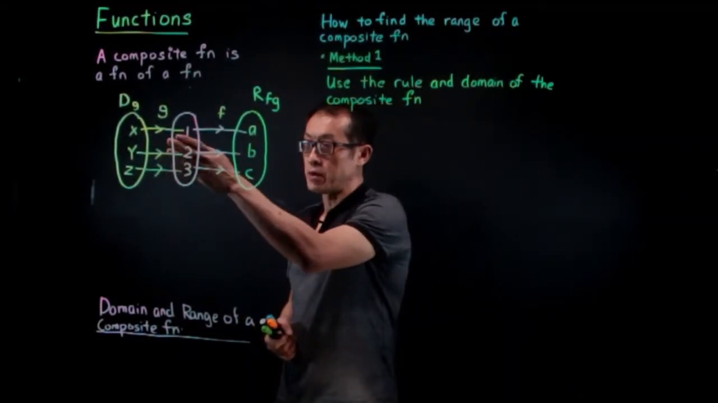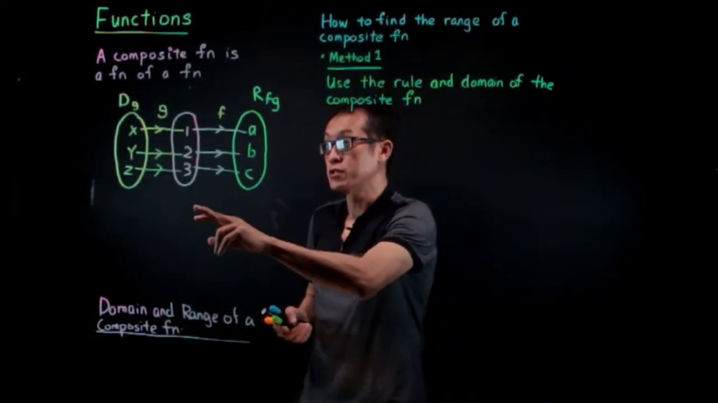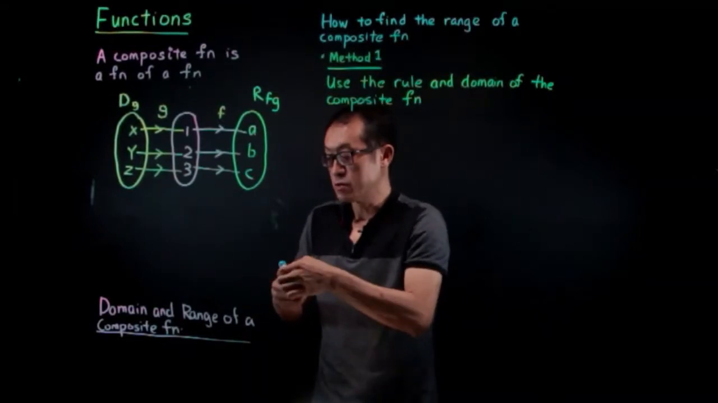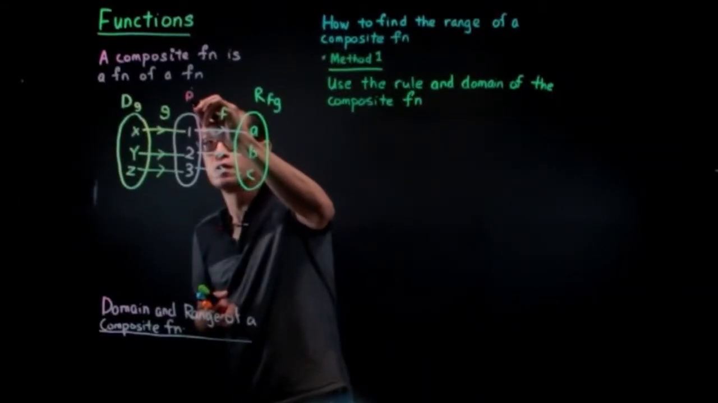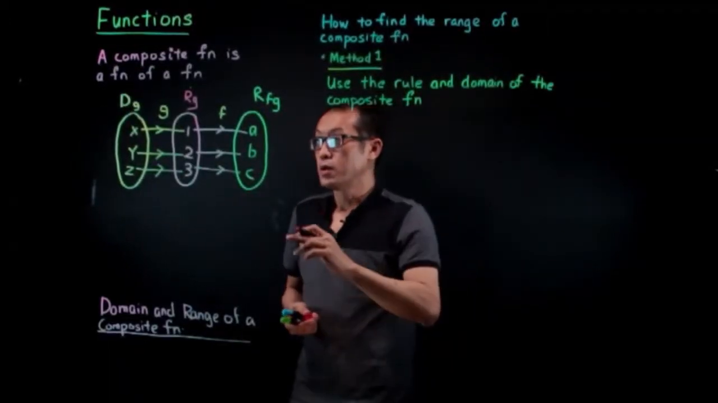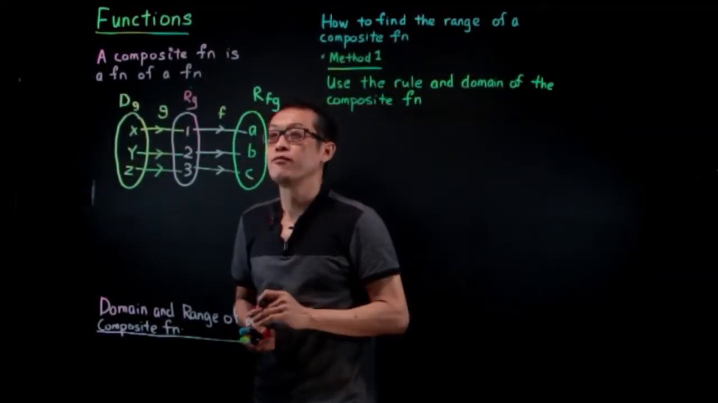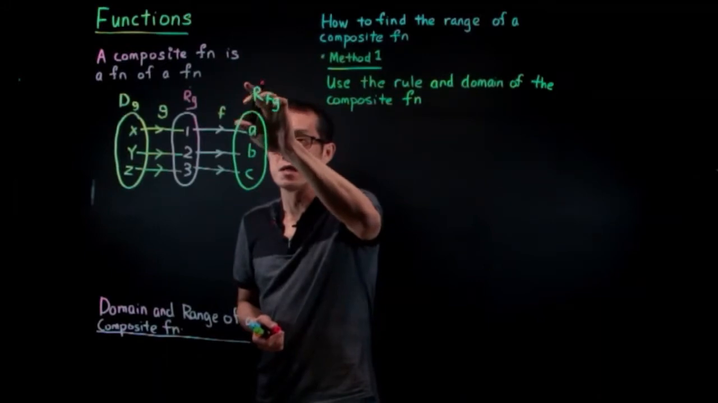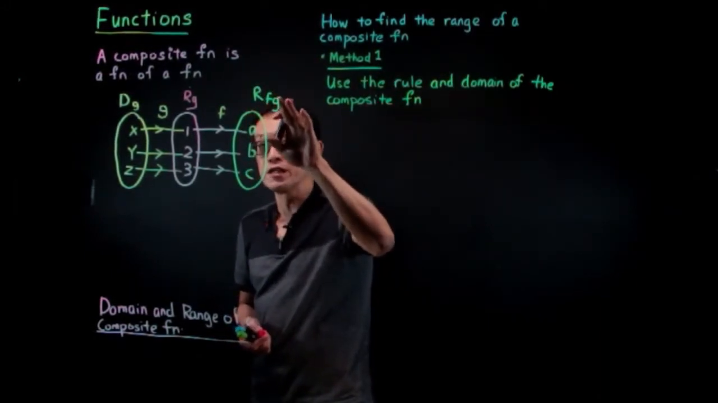And then it's mapped onto the range of G. Alright, this is the range of G. Maybe I just write it down. This is the range of G. Now, the range of G is then mapped onto F. Okay, and so this is the range of the composite function, range of fg.